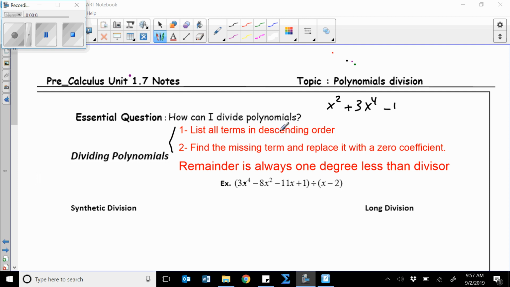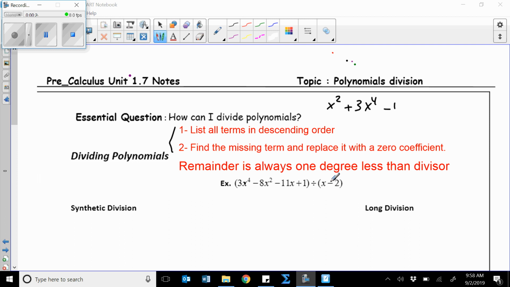Hi everyone, today we're going to learn how to divide polynomials. We have two different kinds of polynomial division. One is synthetic division and the other one is long division. But before starting to learn about these two, we need to know two different things that we have to do before starting any kind of division.